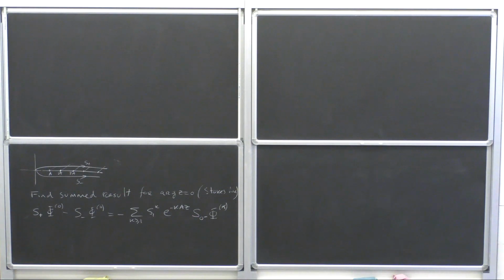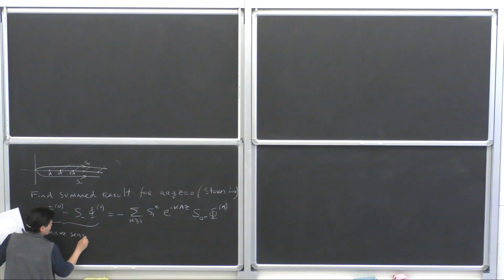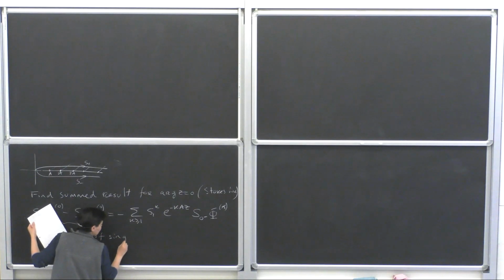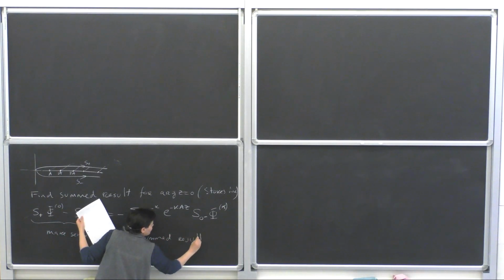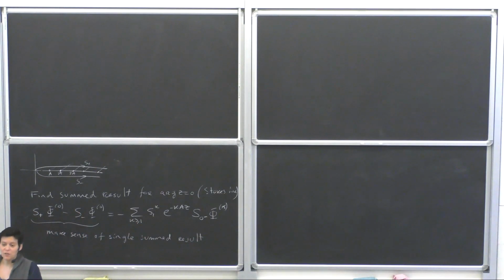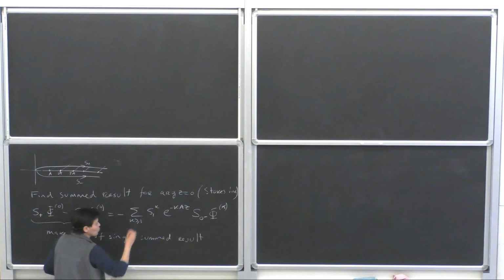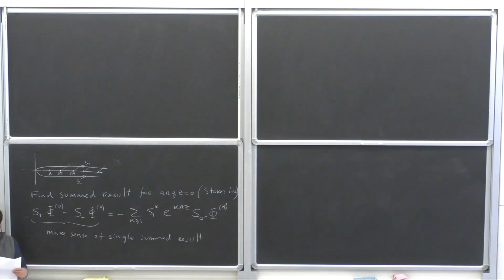So how do we make sense of a single summed result? But we should not worry about just the perturbative series. Why? Because I know that my whole solution should be given by the whole trans series, so not just by the perturbative series.